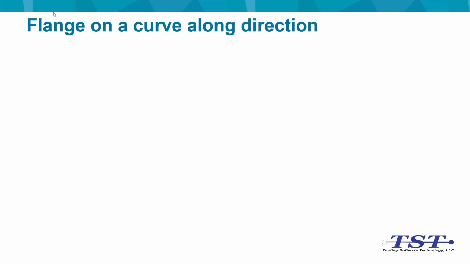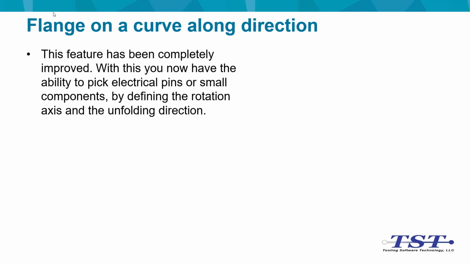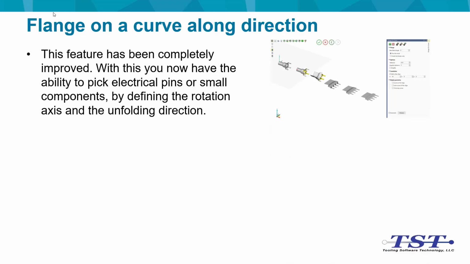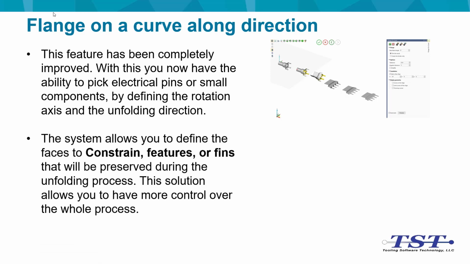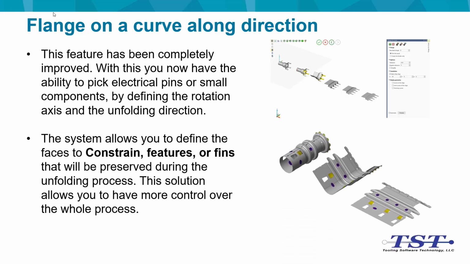So, flange on a curve along a direction. This feature has been completely improved, which allows you to now pick an electrical pin or small component by defining the rotation, and basically making it so when you're doing your unfold, those do not unfold until you specify they're going to unfold. The system allows you to constrain features or fins to preserve the shape during the unfolding process. So the solution allows you to control the whole process. Basically you choose when those pins are going to unfold.